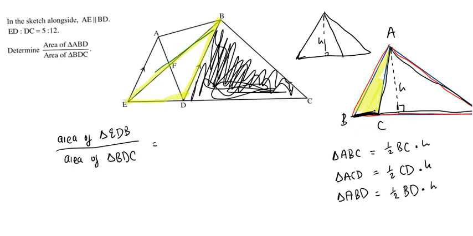Now, the nice thing also about this one is that we were told that ED is 5. So, we have 5K here. And then we were told that DC is 12. So, we know that this is 12K. Now, guys, what is the area of triangle EDB?